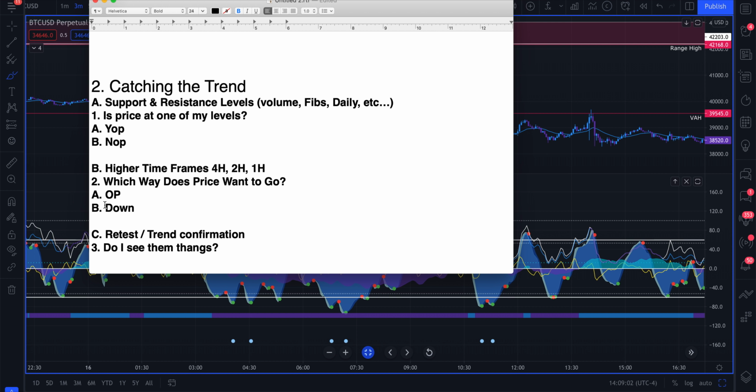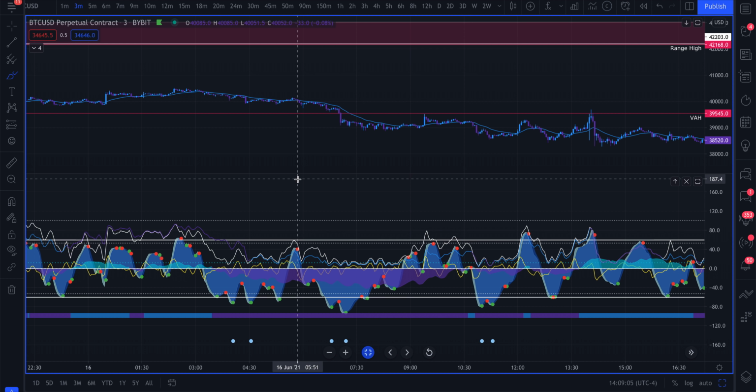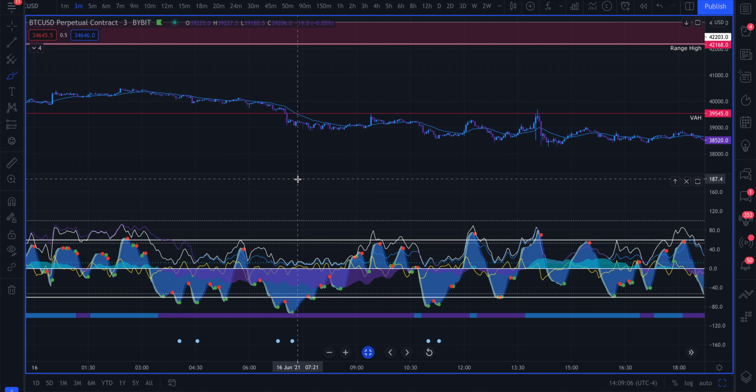Okay, so when I say retest or trend confirmation, here's what I want to see. This is a perfect example of a retest, and right here is another perfect example. A retest is when we lose a level and then we try to reclaim it and we're unable. If we have lost a level that used to be support, and price tries to come above it and gets rejected, this is now confirmation that what used to be support is now resistance.